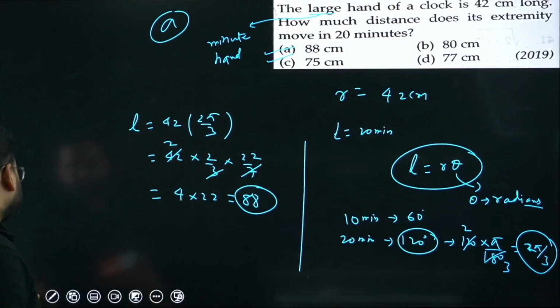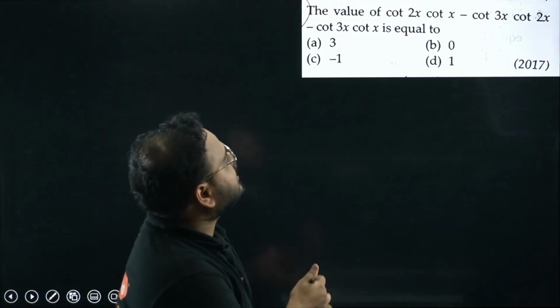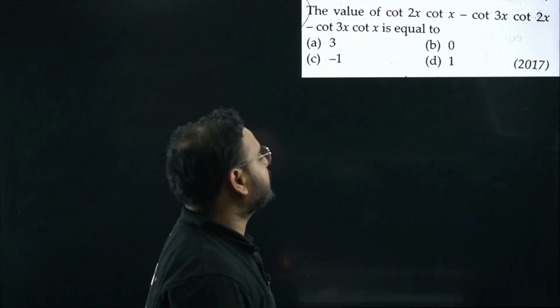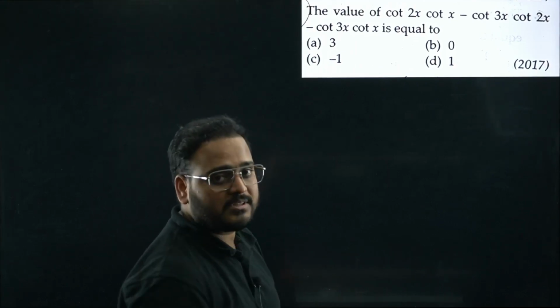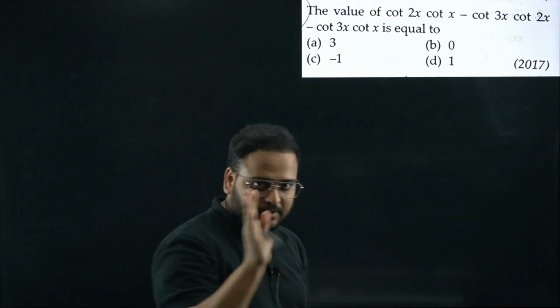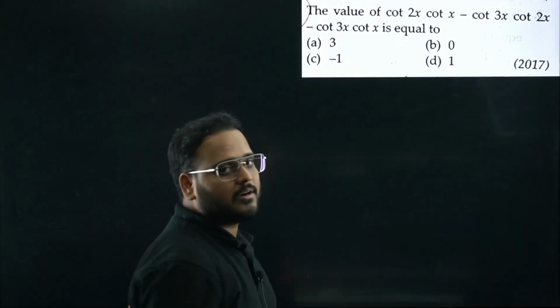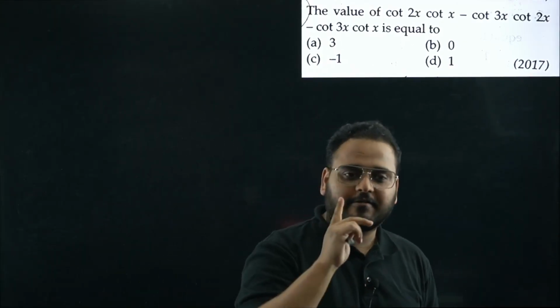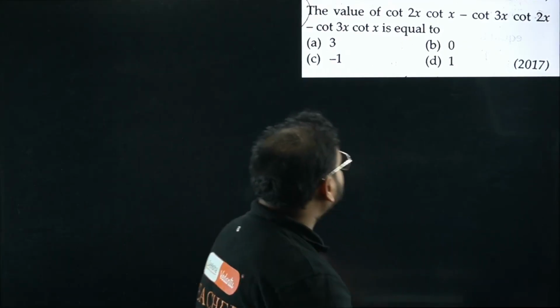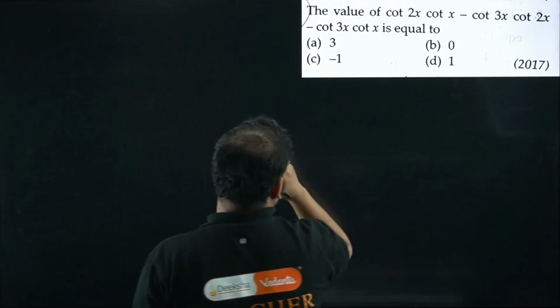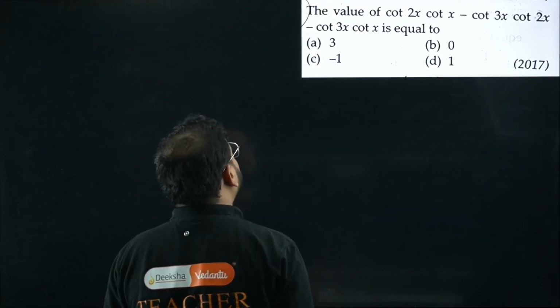Next is, sir, the value of cot 2x cot x minus cot 3x cot 2x minus cot 3x cot x equals what? This is the last question of the day. Let's solve this question and complete our session on your COMEDK Launchpad, which had sets, relations and functions, and trigonometry. Okay, so please check. We have cot 2x cot x minus cot 3x cot 2x, that one.